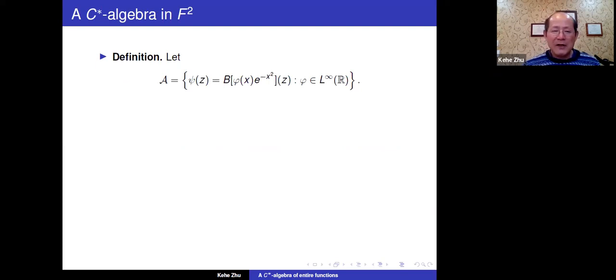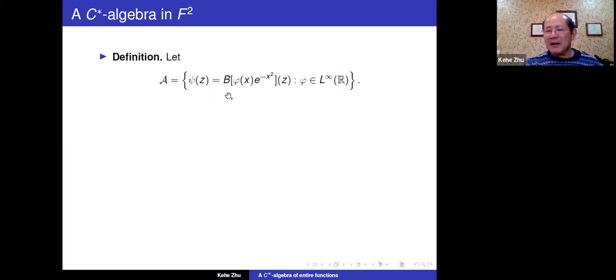algebra of entire functions, I first tell you what it is as a set. So as a set, I'm going to denote it by A. It's a set of all psi z, the Bargmann transform of phi z times e to the minus x squared. So if phi is bounded on the line, after you multiply it, this is an L2 function, the Bargmann transform will take this L2 function to an F2 function. So this is indeed a subset of the Fock space F2. Okay, as a set, this is going to be the A.